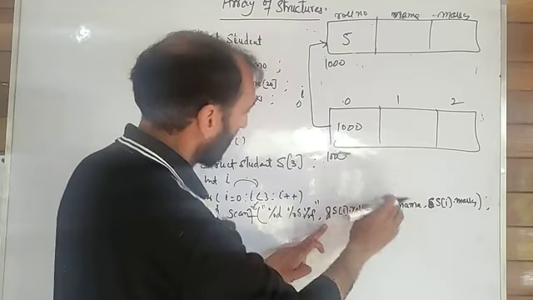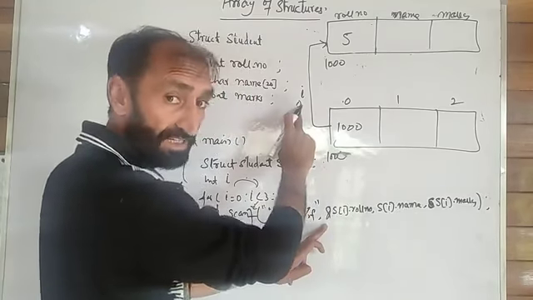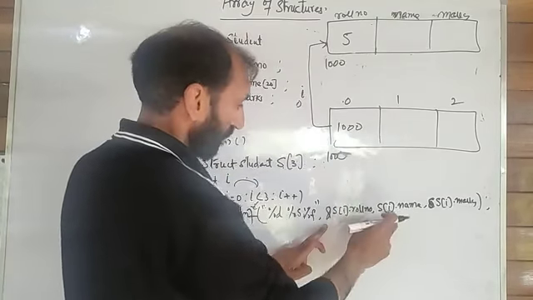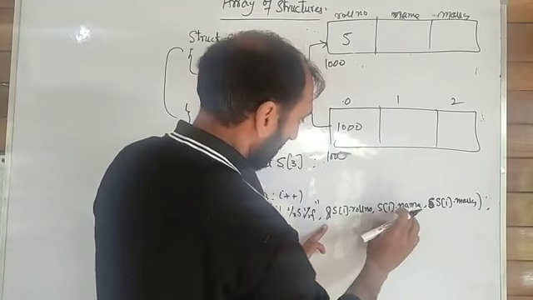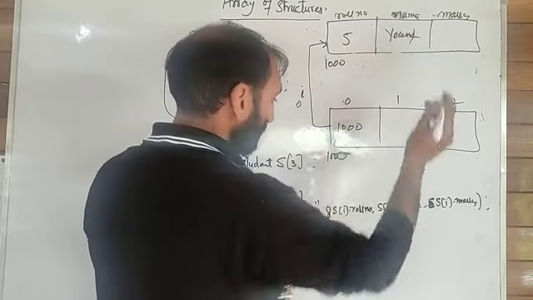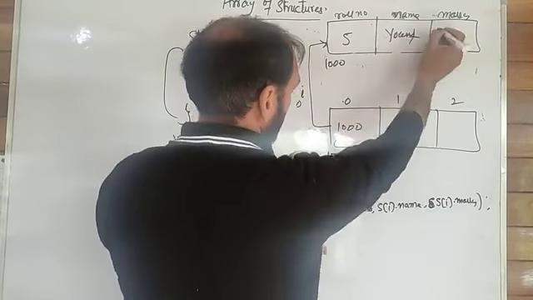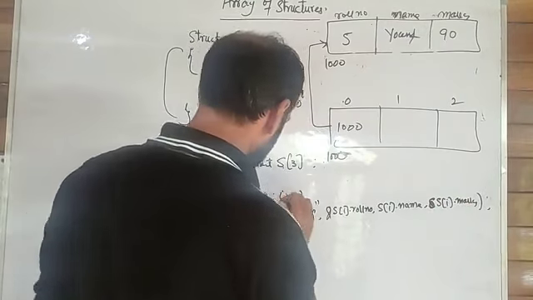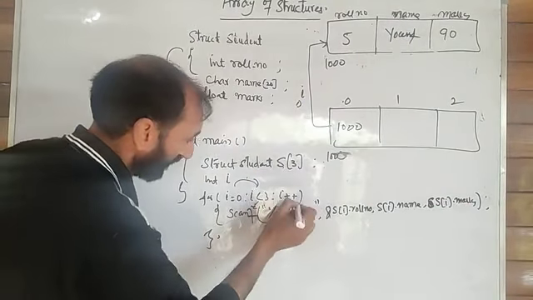s[i].name. What is s[i]? s[i] is s[0], at the name location. For example, there is Yousuf, and then s[i].marks, it is 90. And after executing this line, the control will go here.